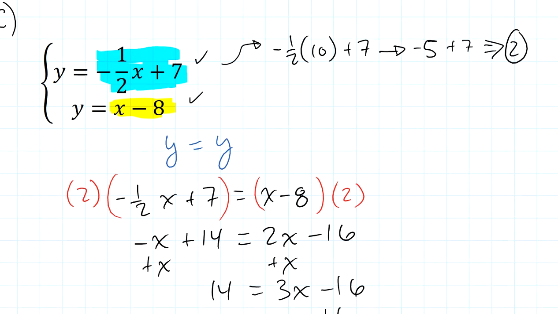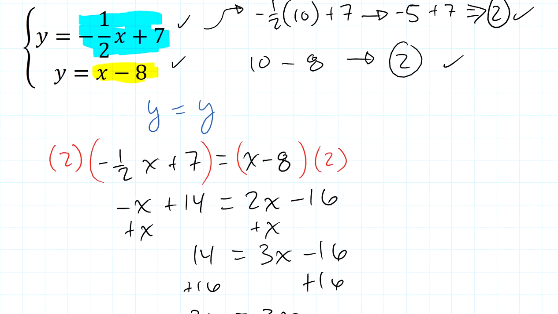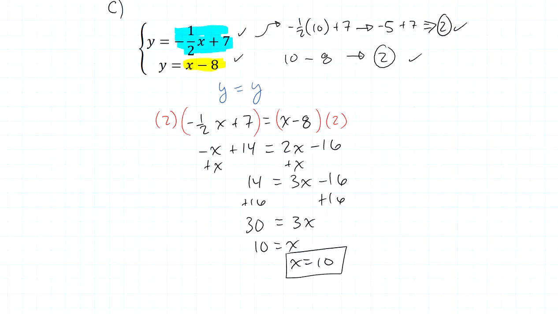And if I plug in x is 10 into the second equation, that's easier, right? 10 minus 8, which is clearly 2. So I can see that regardless of which equation I picked, when x is 10, y will be 2 in either one. So the solution as an ordered pair, we would probably write x is 10, y is 2.